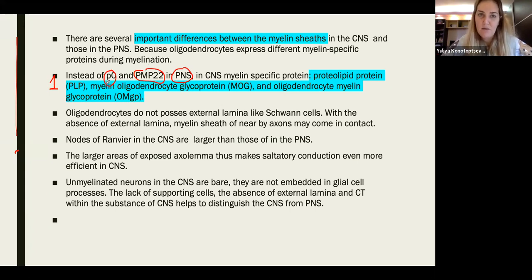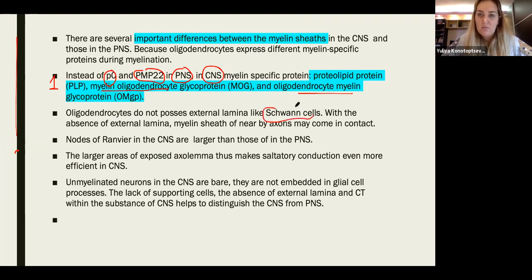Instead, you will find a bunch of proteins and glycoproteins. You can see them here, right? So proteolipid protein, myelin oligodendrocyte, or oligodendrocyte myelin glycoprotein. I'm not sure who was naming things, but great job. Okay, so these are two different proteins. Just switch the two words, and completely two different proteins. So these things are limited to the myelin sheath of the CNS.